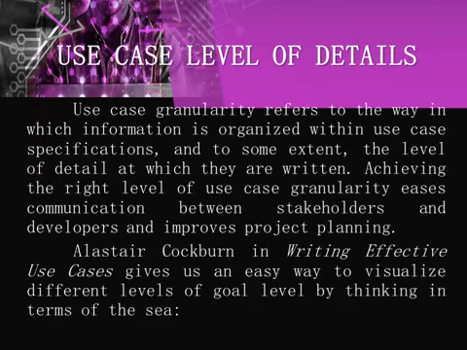Use case level of details. Use case granularity refers to the way in which information is organized within the use case specifications and, to some extent, the level of detail at which they are written. Achieving the right level of use case granularity eases communication between stakeholders and developers and improves project planning. Alistair Cockburn, in Writing Effective Use Cases, gives us an easy way to visualize different levels of goal level by thinking in terms of the sea.